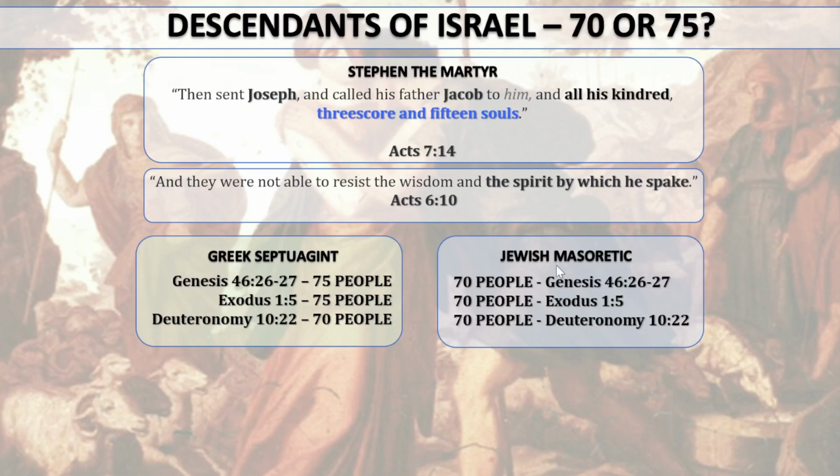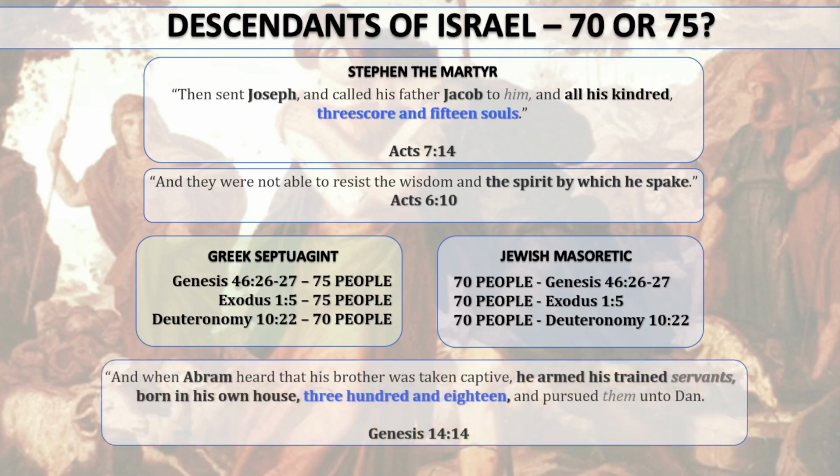And realistically, there were probably 2,000 to 5,000 people in the tribe of Israel at this point. Okay, this is just his direct descendants. And let me explain. Let's go to the story of Abraham to explain what I mean by that. When Abraham was going to war against Sodom and Gomorrah, and when Abram heard that his brother was taken captive, he armed his trained servants born in his own house, 318, and pursued them unto Dan.